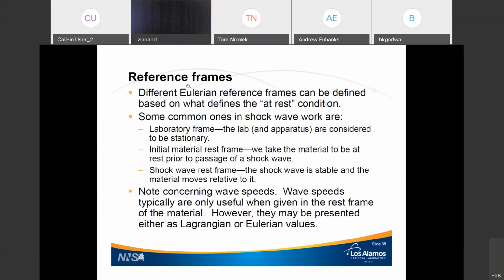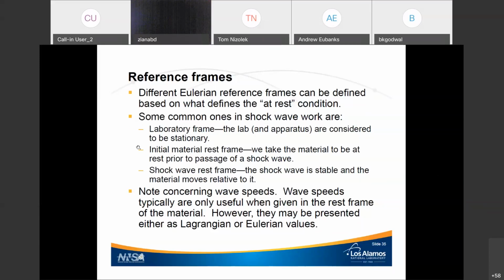we now have to worry about different types of Eulerian reference frames based on what we're defining as at rest. The common ones that we use are the laboratory frame. That's the frame that you are sitting in when you're doing an experiment, or the laboratory anyway is considered to be at rest.